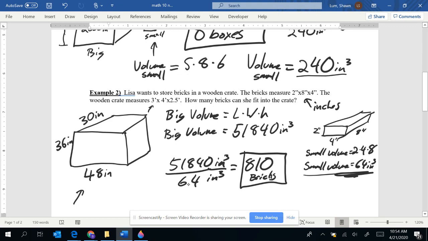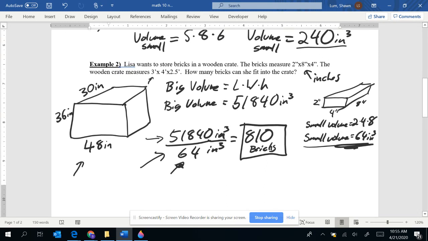So when you do the divide thing right here, what you're saying is how many 64 cubic inches can fit inside of this 51,000 cubic inches. And so the number is 810 exactly. And so that's our answer. 810 bricks can fit inside there. Okay.